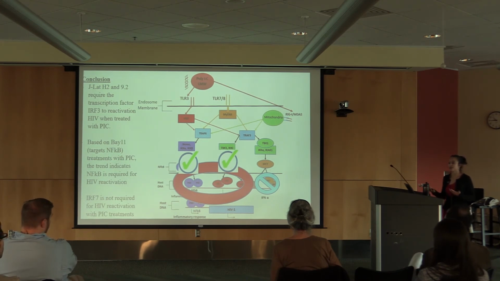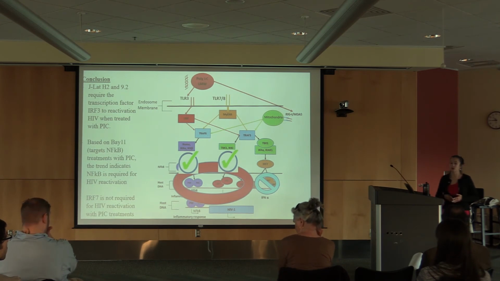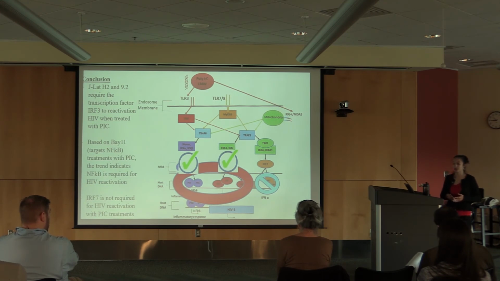One or two more experiments would show that. And then, based on the Bay11, which targets NF-kappa B, treatments with poly-IC, the trend does suggest that NF-kappa B is required for HIV reactivation. But like I said before, we will have to find a less toxic NF-kappa B inhibitor. And then IRF7 is not required for HIV reactivation with poly-IC treatments.